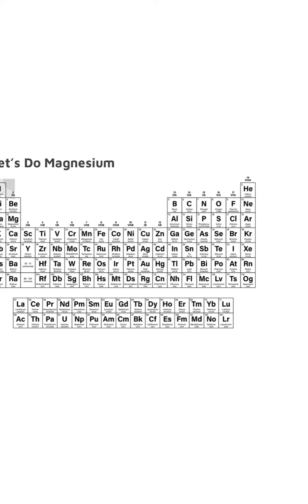Next, let's do magnesium. Magnesium is right here. It is under family number 2A. So we write down the symbol, Mg for magnesium, and it will have 2 dots. So dot number 1 and dot number 2. Okay, once again, that is.